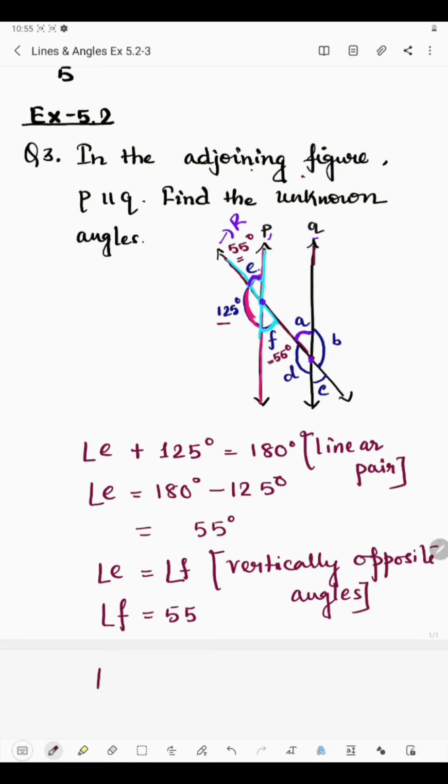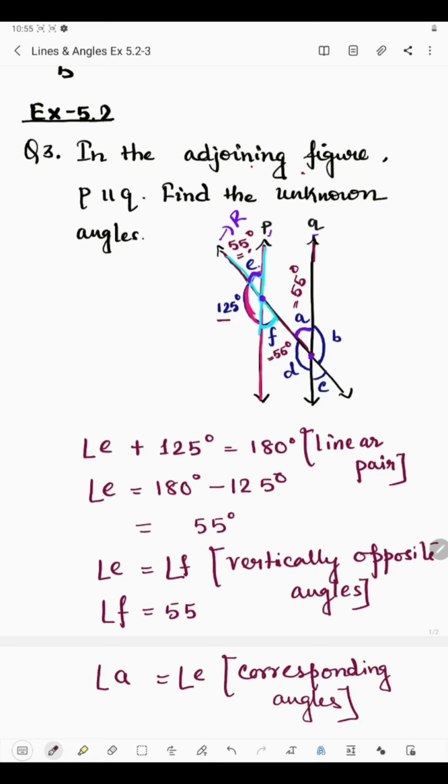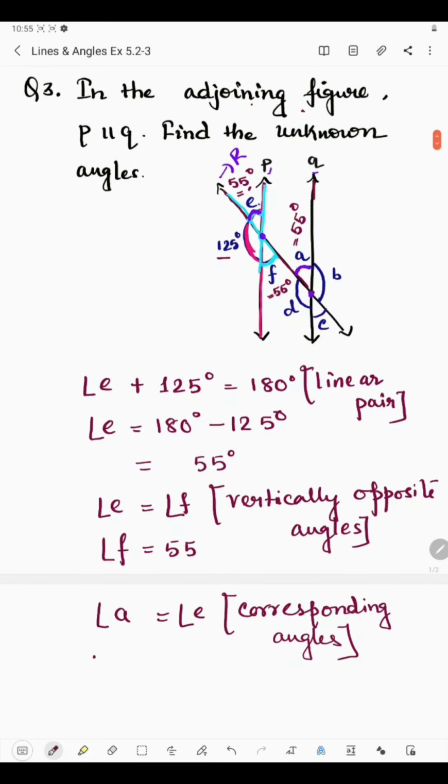So we will write angle A is equal to angle E as these are corresponding angles. We will have to give the reasons. Now see here, angle E is 55 degrees, so angle A also will be 55 degrees, right? So we'll write angle A is equal to 55 degrees.